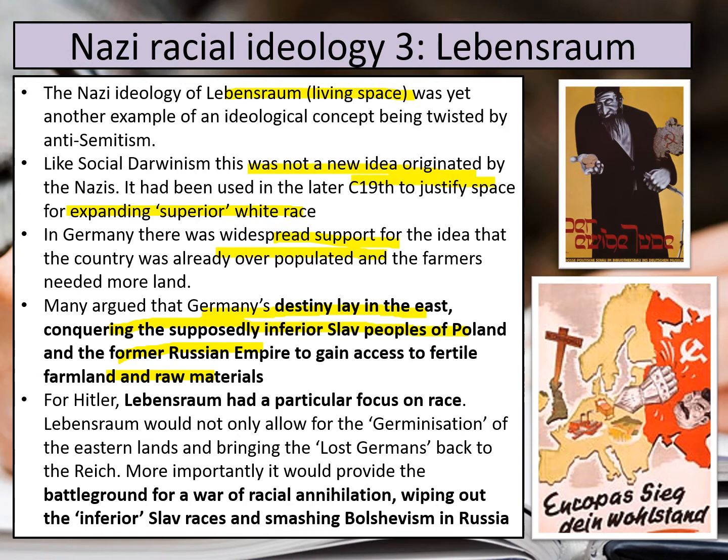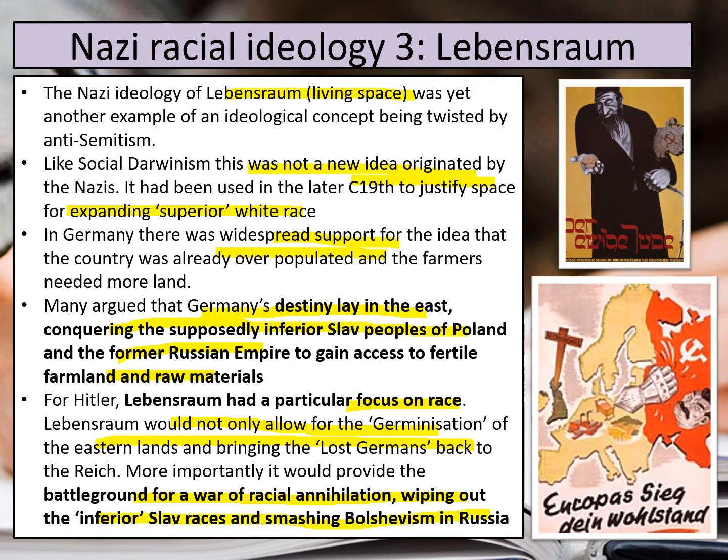Now, this is about growing space, but there's also lots of elements with this idea of Lebensraum about race, because Lebensraum would not only allow for the Germanization of the eastern lands and bringing the lost Germans back to the Reich, but more importantly, it would provide the battleground for a war of racial annihilation, wiping out the supposedly inferior Slav races and smashing Bolshevism in Russia.